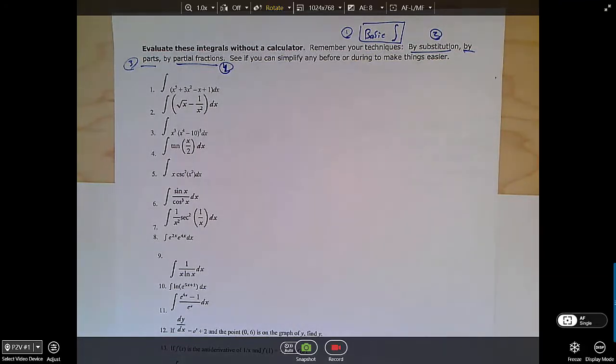Right now, take a minute and scan down and try to identify what are the other problems where you don't need any special tricks. Like a little bit of algebra will let you turn it into a basic integral that you already know.